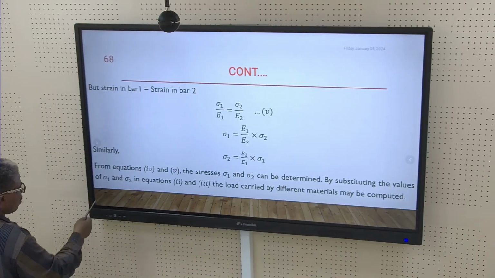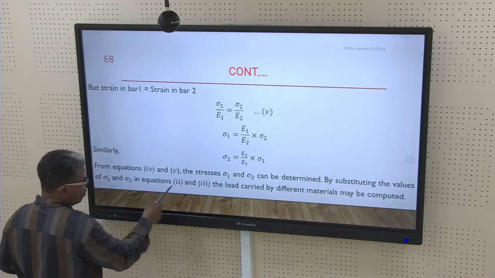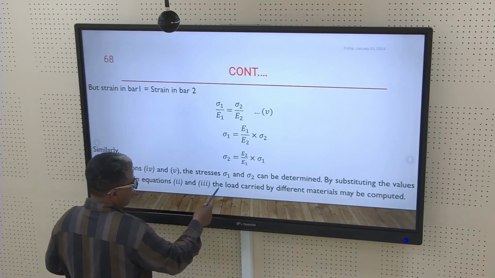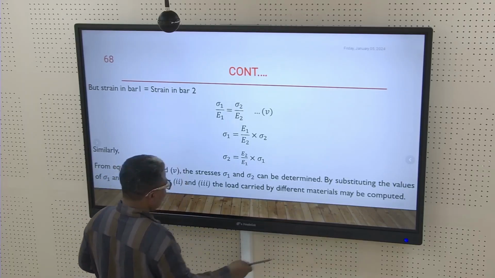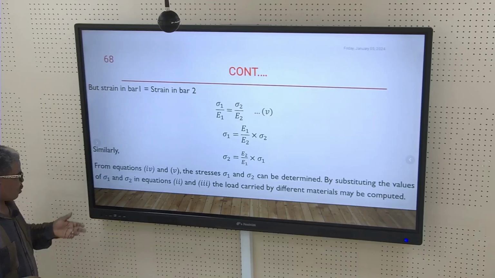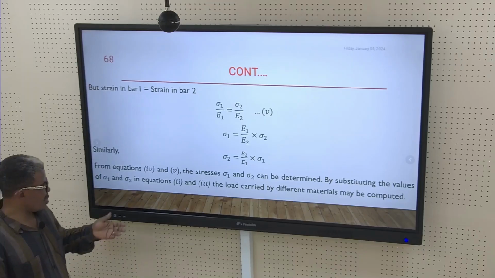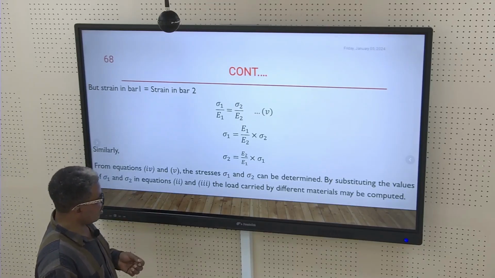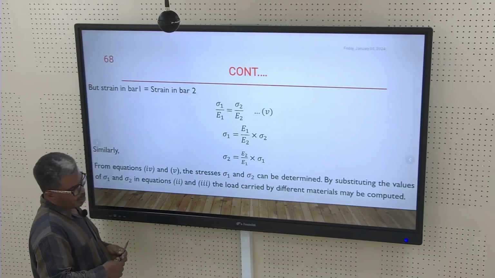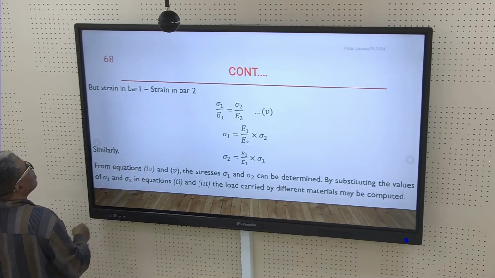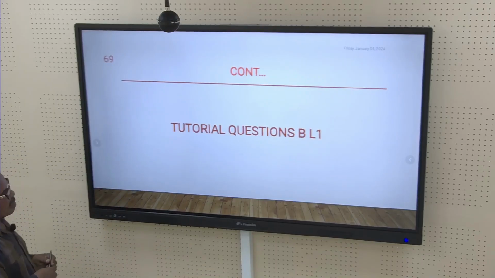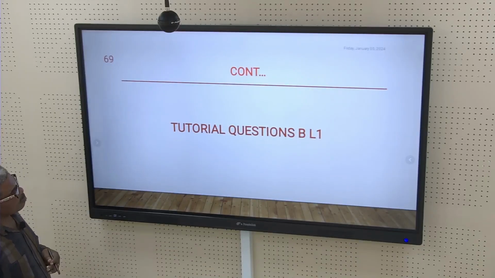From equations 4 and 5, the stresses can be determined. By substituting the values of stress 1 and 2 in equations 2 and 3, the load carried by the different materials may be computed. This makes the end of this part.